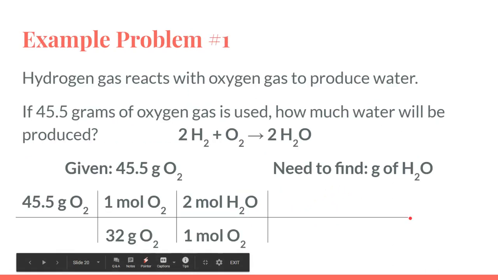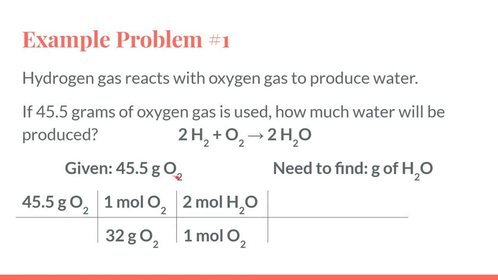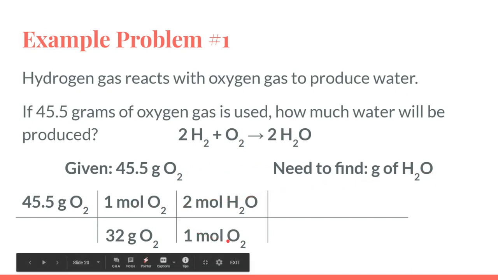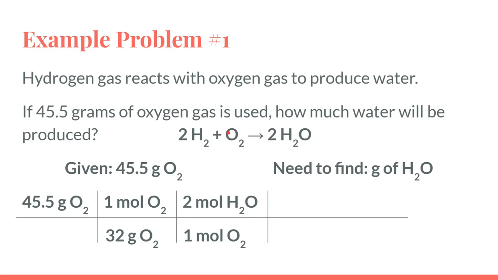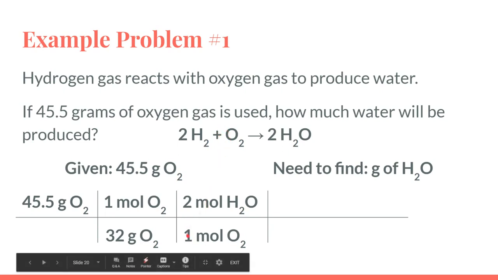So in the problem that we are working with, we need to go from oxygen gas to water. So since I have moles of oxygen up, I need to do moles of oxygen down. So I refer to my balanced equation and I see that there is a coefficient of 1 in front of my oxygen. So that is why I put a 1 mole of oxygen down.